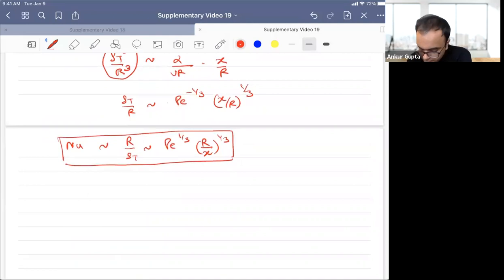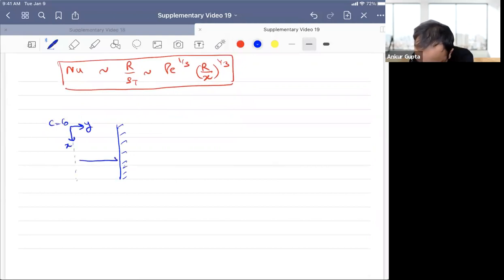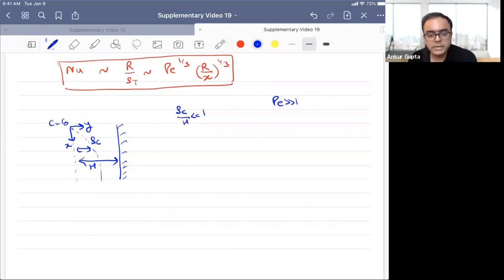All right. Now, let's go and see the problem that you did in your homework, which was a falling film. You had an impermeable surface, you had C equal to C naught, so this was x, so we don't have to change the variables in this case, this was y, and this dimension was h. And we said that there will be a delta C here. So delta C by h is much, much smaller than 1 because the Schmidt number was much, much greater than 1. And the velocity profile was fully developed. Again, it was parabolic.